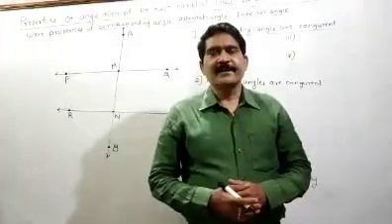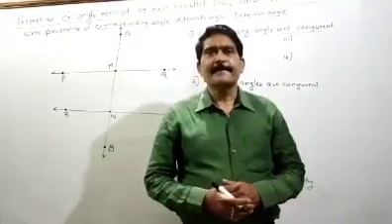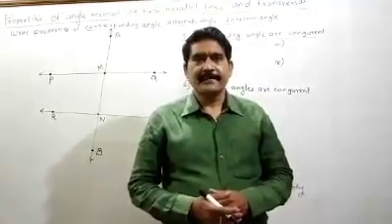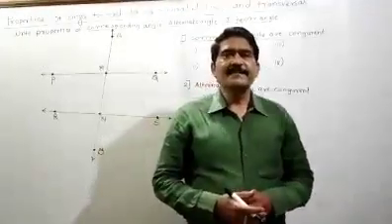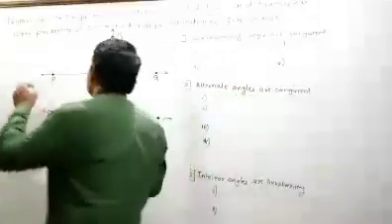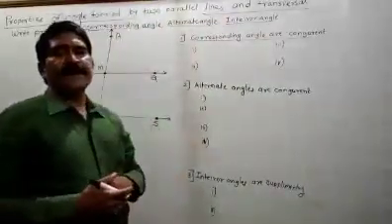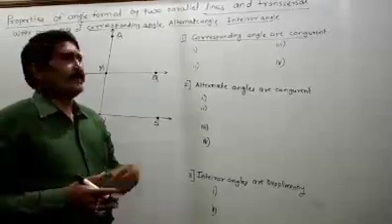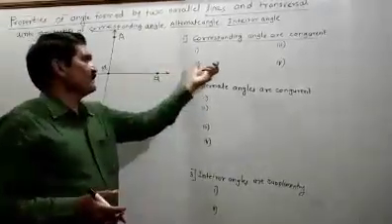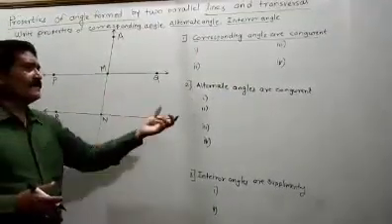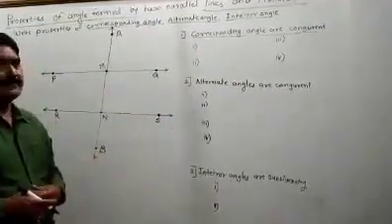In the previous lecture we saw the properties of the corresponding angle, alternate angle and the interior angle. Then you have to utilize these properties in this example. Write the properties of corresponding angle, alternate angle and the interior angle, and utilize them here. Means you have to write which angles are congruent and which angles are supplementary.